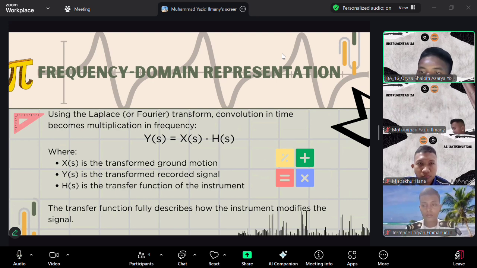Frequency domain representation. By transforming the signals into the frequency domain, convolution becomes multiplication. The transfer function explicitly describes how the instrument modifies the frequency content of ground motion, making analysis and correction more straightforward.